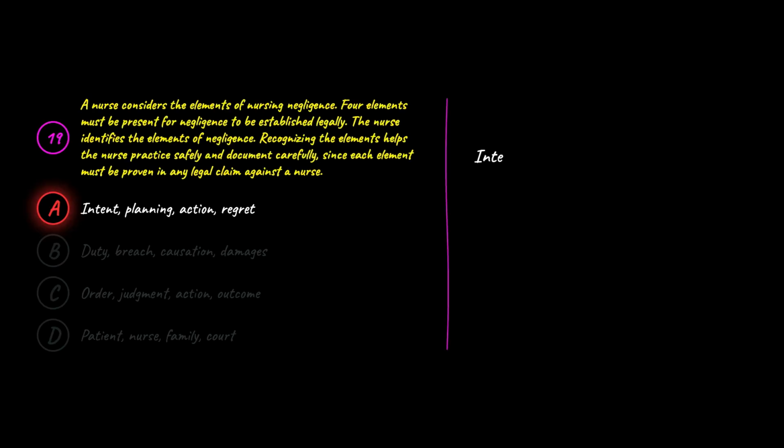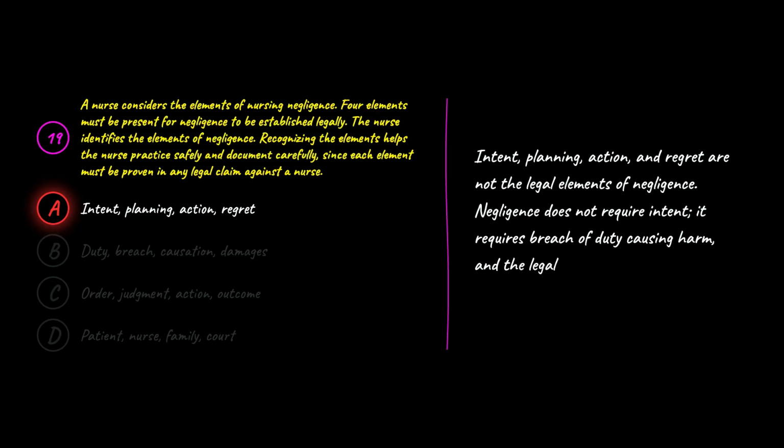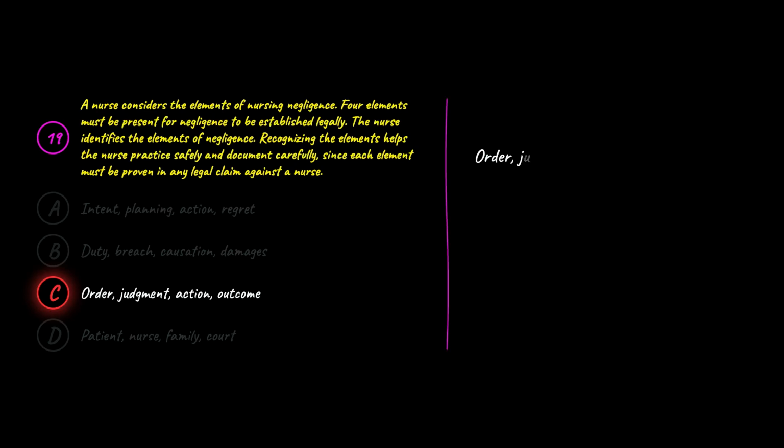A is wrong because intent, planning, action, and regret are not the legal elements of negligence. Negligence does not require intent, it requires breach of duty causing harm, and the legal framework names specific elements that must be present. C is wrong because order, judgment, action, and outcome do not match the legal elements of negligence.